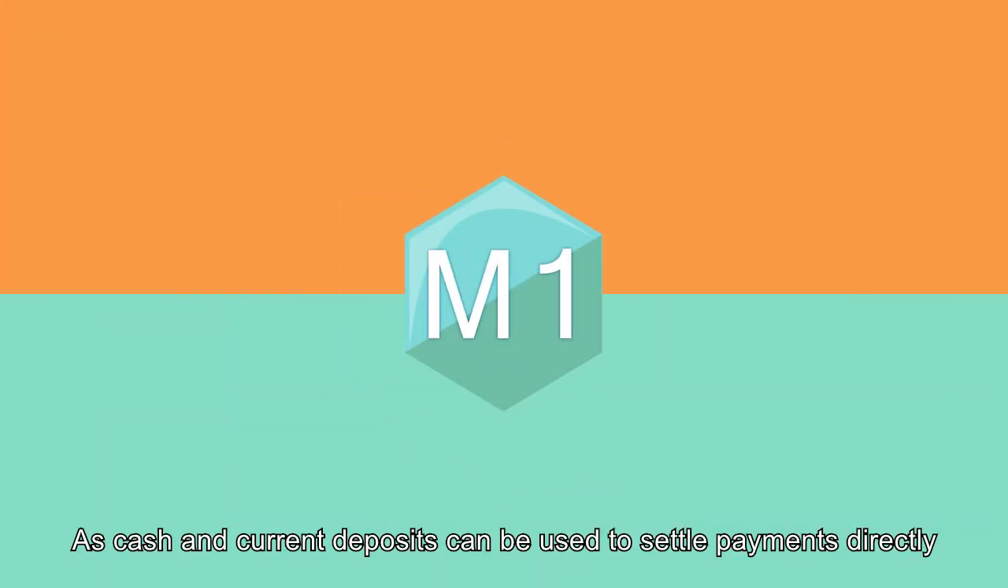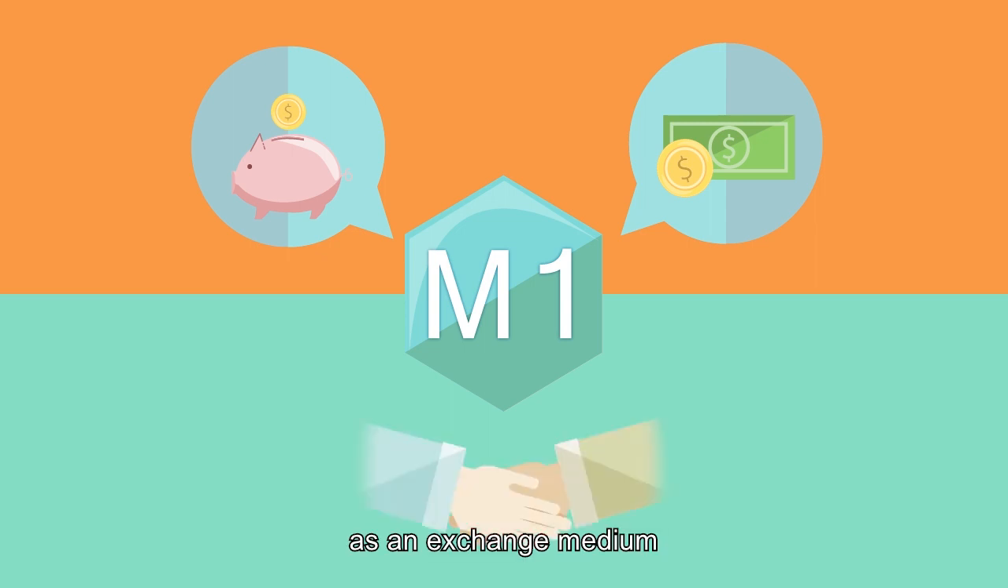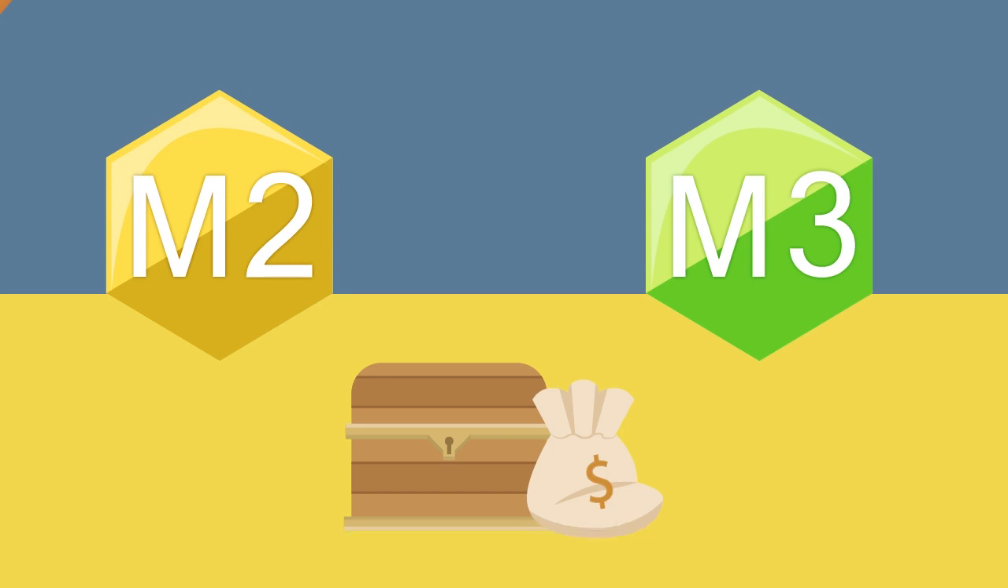As cash and current deposits can be used to settle payments directly, M1 actually puts a greater emphasis on the function of money as an exchange medium. On the other hand, M2 and M3 are more about money's function as a store of value.